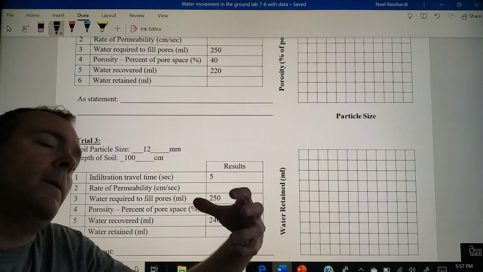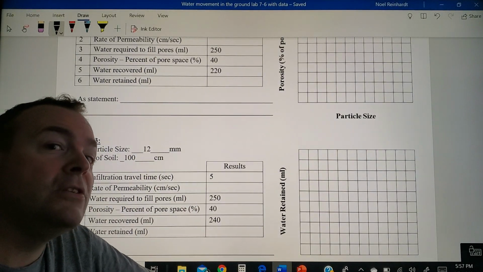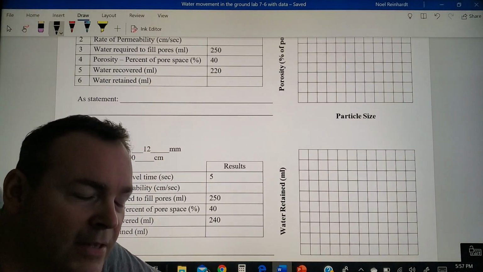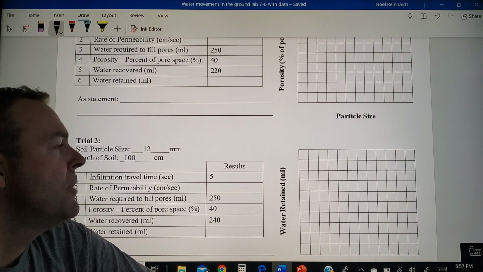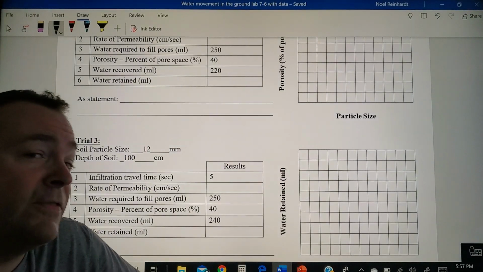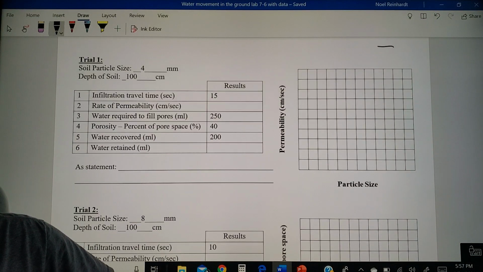Remember, if you fill in the spaces between the particles, you decrease the amount of airspace, so you would decrease the porosity. But in this lab, it was all uniform sizes, so you'll notice on one of the graphs the porosity was the same. All right, let's take a look at the first trial here.